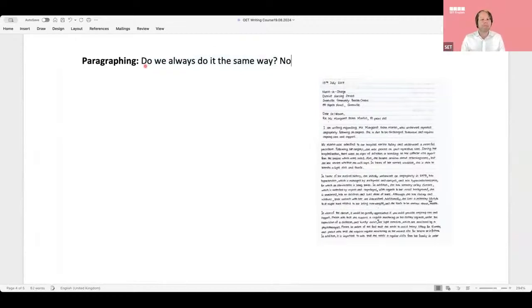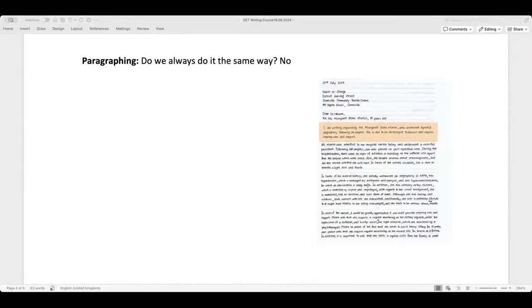Are there any paragraphs that we will always write? I know it depends on the situation, but are there any paragraphs that we always write? The introduction and the request, the purpose of the letter. So we're always going to write the introduction paragraph.